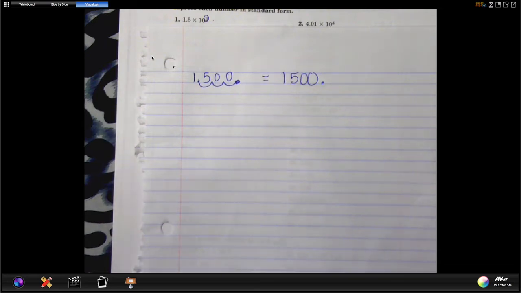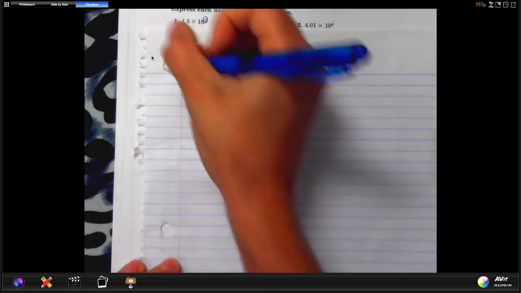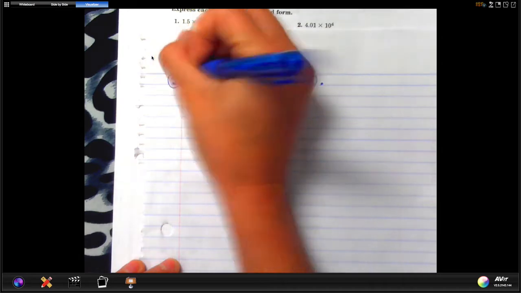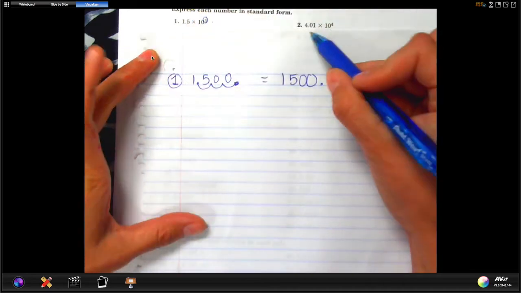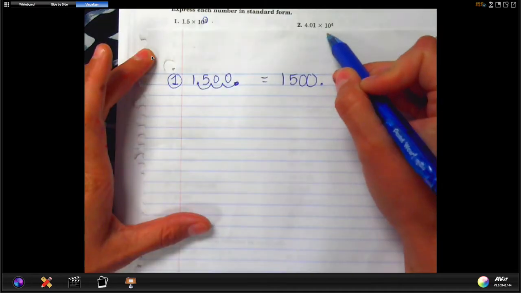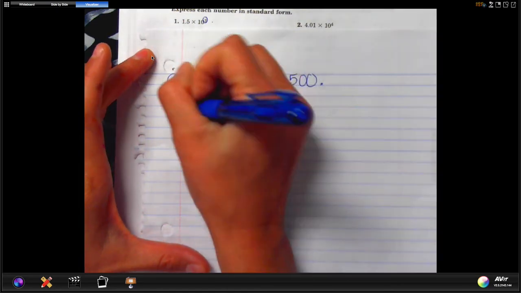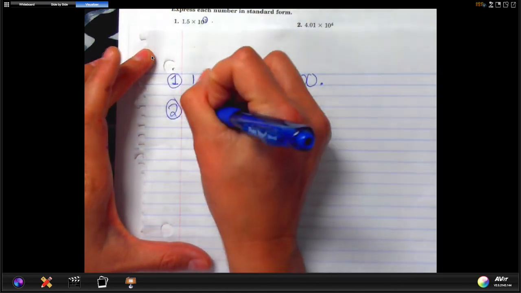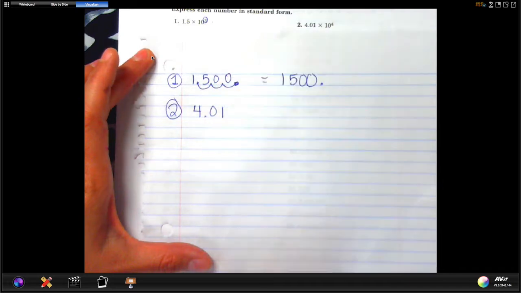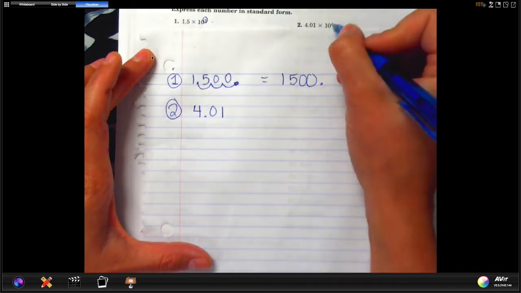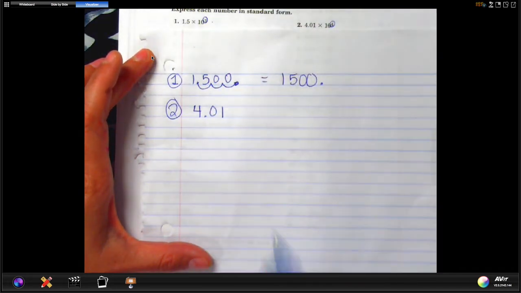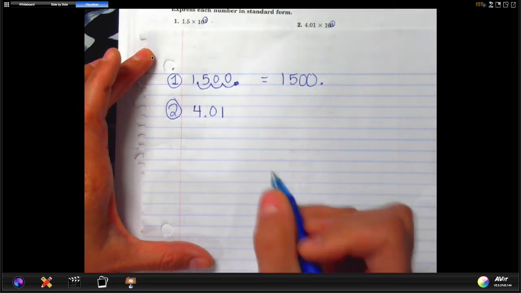Okay, let's go again. This was number 1. Number 2, we have 4.01 times 10 to the 4th power. Let's rewrite it. 4.01. This 4 right here tells me I'm going to move the decimal 4 spots.